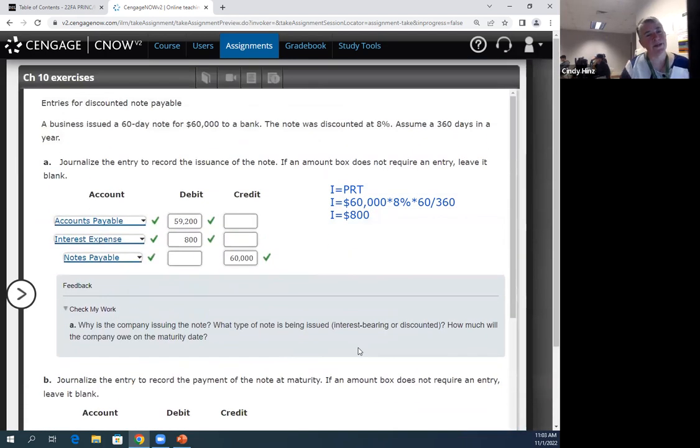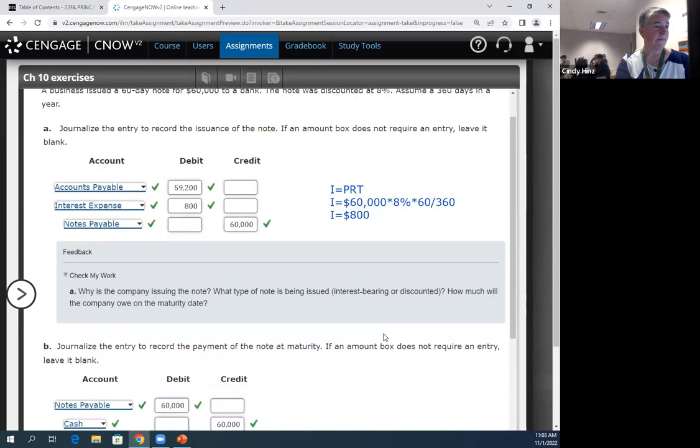Okay, so poorly written exercise, in my opinion. It doesn't tell us what they're borrowing that money for, but based on what they're counting as correct, they're borrowing it to pay off some other liability in accounts payable. It doesn't tell us that. I don't know how we're supposed to know that, but I didn't write the exercise.